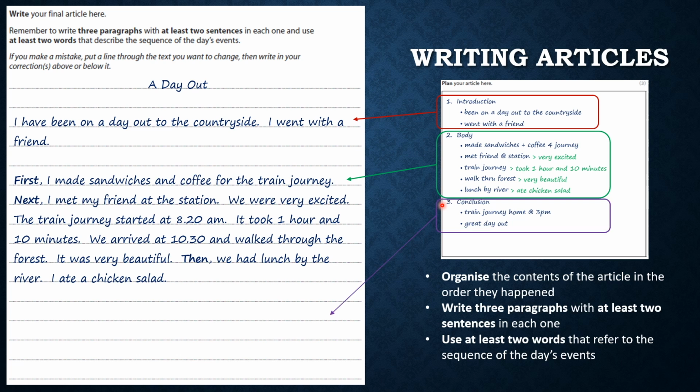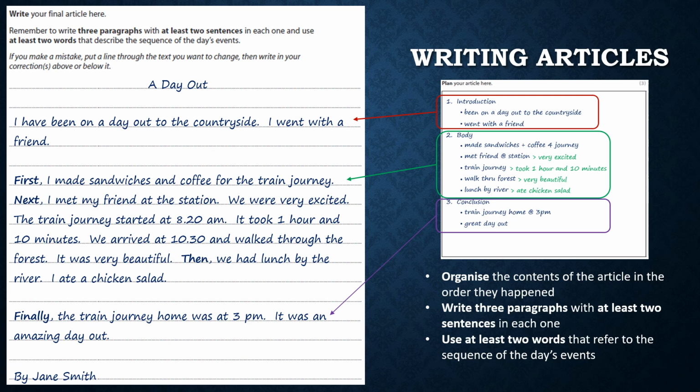Now let's look at the conclusion, paragraph 3. Again, we have 2 bullet points for this, and that will then turn into 2 sentences such as this. Finally, the train journey home was at 3 p.m. It was an amazing day out. And another layout feature that we need to include for articles is the byline, which will tell the reader who wrote the article, and it will look something like this. By Jane Smith. So in your example, you will include your first and last names.